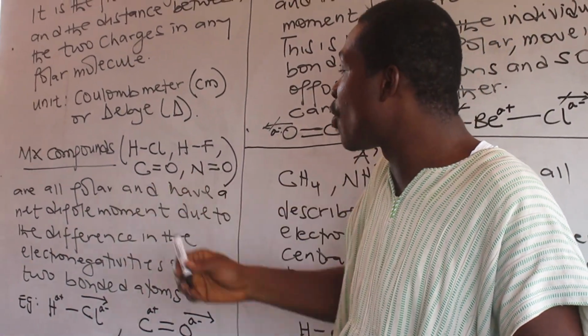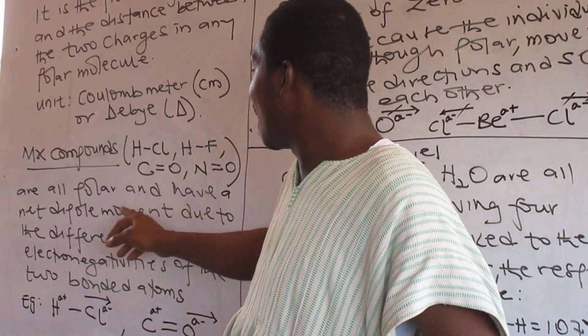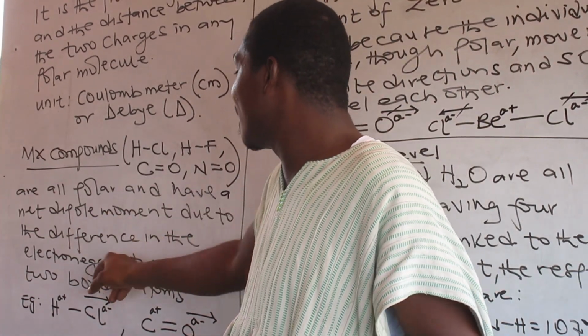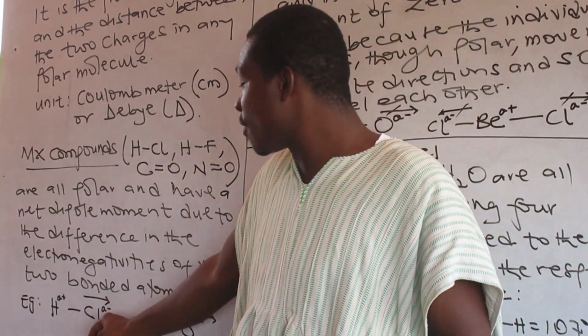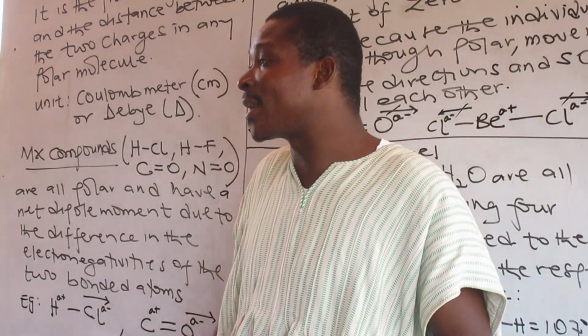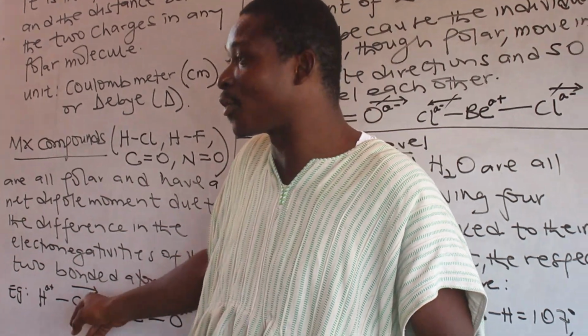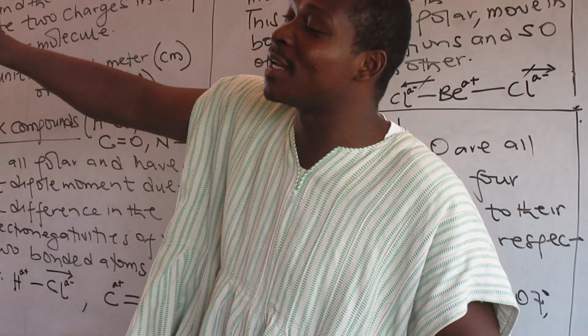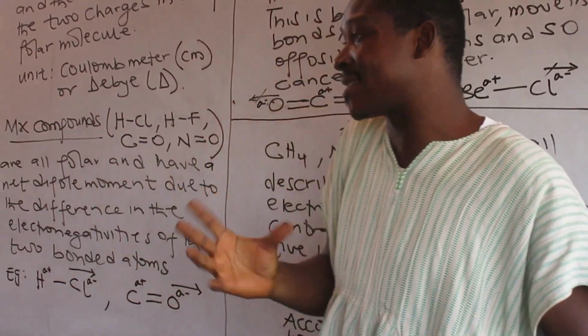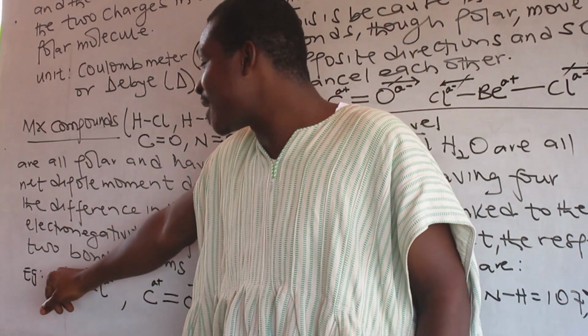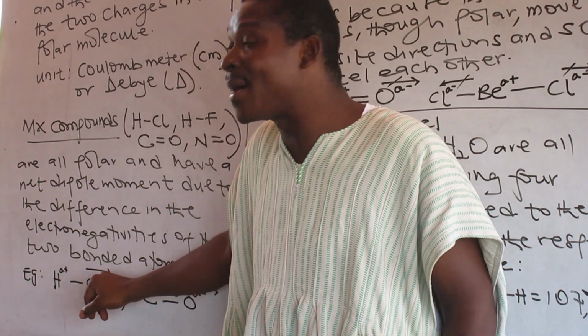All the things you see here are polar. Why? They have a net dipole due to the difference in electronegativity between the 2 atoms. So you see chlorine is more electronegative than this, so there can be a dipole moment. You see the direction is on the chlorine. Chlorine is pulling electron to itself, okay? So there is what we call separation of charges. So hydrogen happens to get a partial positive charge and there's a partial negative charge.